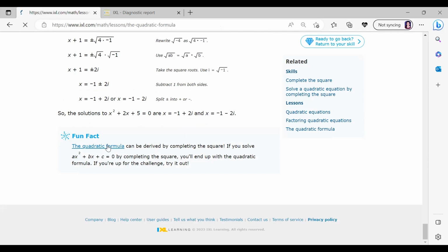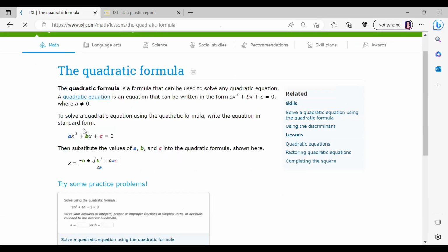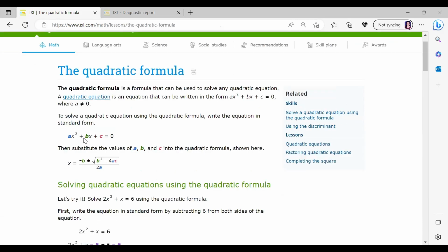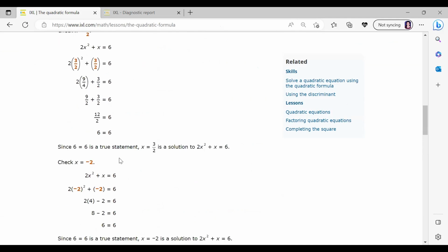Fun fact: the quadratic formula can be derived by completing the square. Okay, so let's take a look at this quadratic formula. They tell you a quadratic equation looks like this: ax squared plus bx plus c equals 0. Then you can solve for x. The root is this. But how and why? Hopefully they explain to you how to derive it.